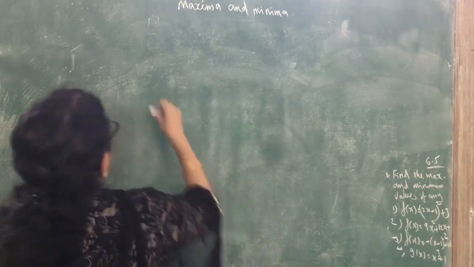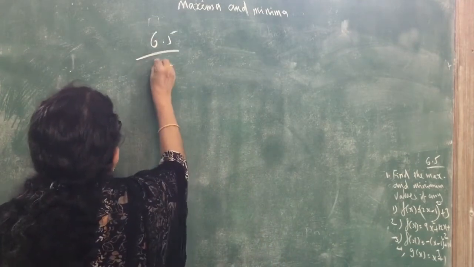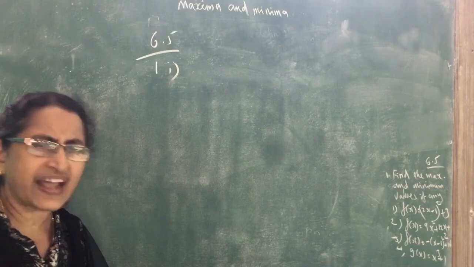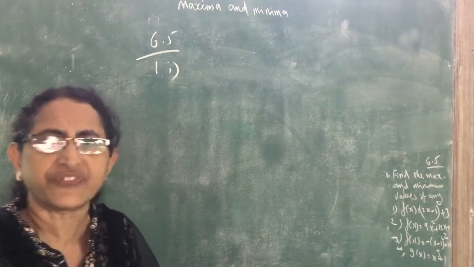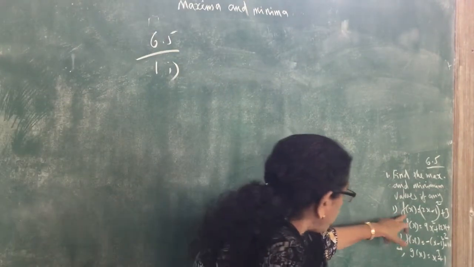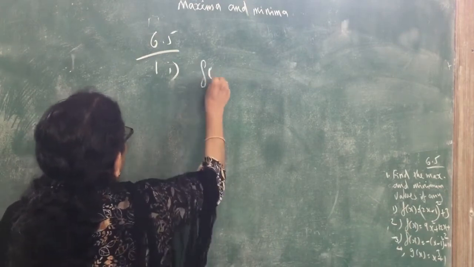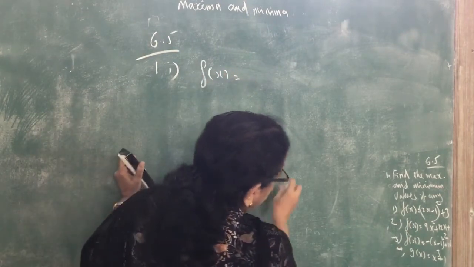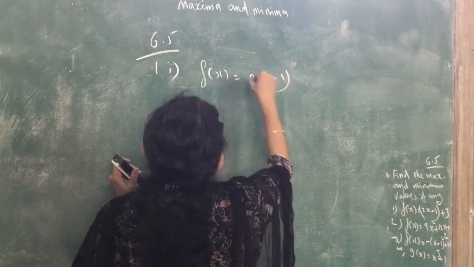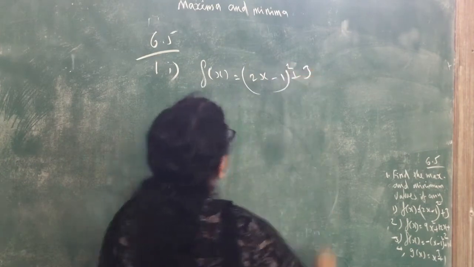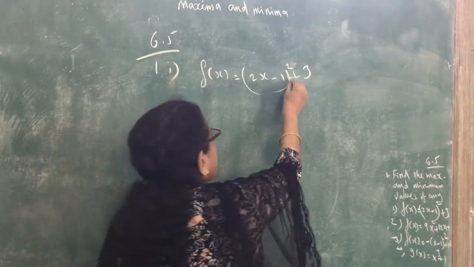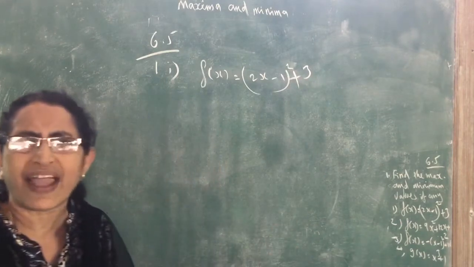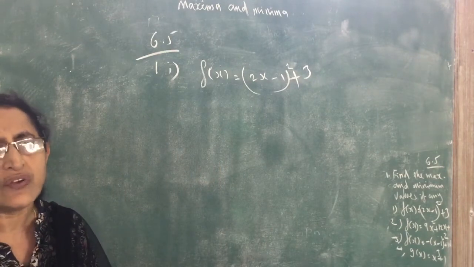Now at 6.5, first question, we have to find the maximum or minimum value of the function if it exists. See here, first one, f of x equal to (2x minus 1) whole square plus 3. This is the function given. We have to find whether the function has any maximum value or minimum value.